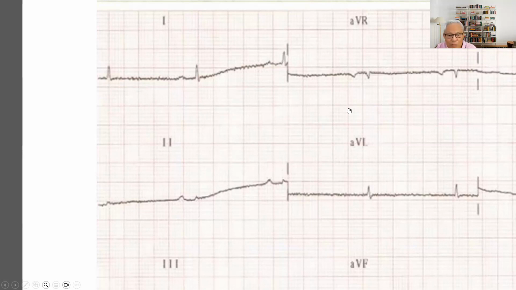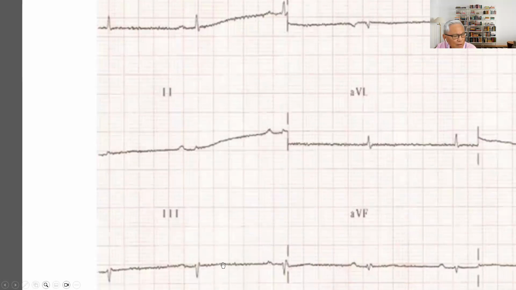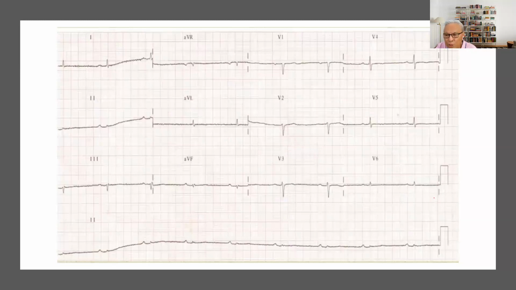And sometimes they might have a flattened T wave. As you could see, you couldn't even see a T wave over here. It's very hard to see the T wave. And those are the electrocardiographic manifestations of a person with hypothyroidism and severe hypothyroidism, meaning myxedema crisis.